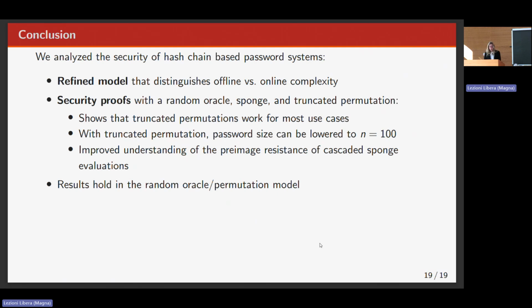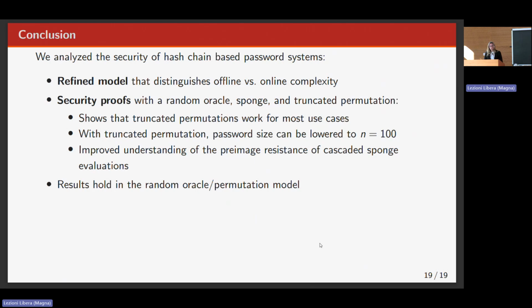So to conclude, in this talk, we analyzed the security of hash chain-based password systems. Our results apply mostly to Tiki, because you have in Tiki this release pattern that's unique to hash chains. But what we did is to have a refined security model that distinguished the online and the offline complexity. And this came with security proofs, with a random oracle, sponge, and truncated permutation. And actually, for most cases, as soon as your permutation size is 200 bits, then it's better to use truncated permutation. And in that setting, it is possible to have a password size as low as 100 bits.